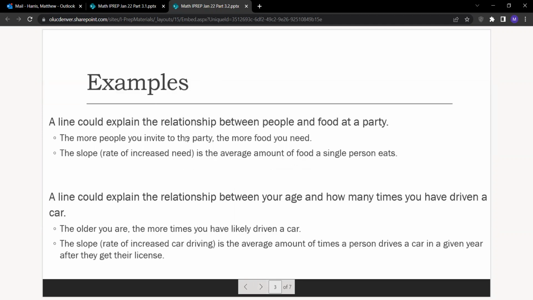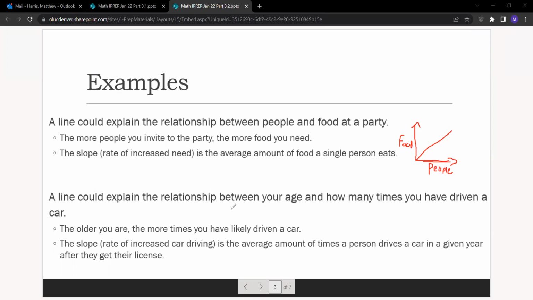So here are some examples. A line could explain the relationship between people and food at a party. The more people you invite, the more food you need, and it could look something like this. So you have your people, you have food. As you go to the right, those numbers get bigger, you get more people, and you also need more food, which makes sense. If you have more people, they need to eat, so you need more food.